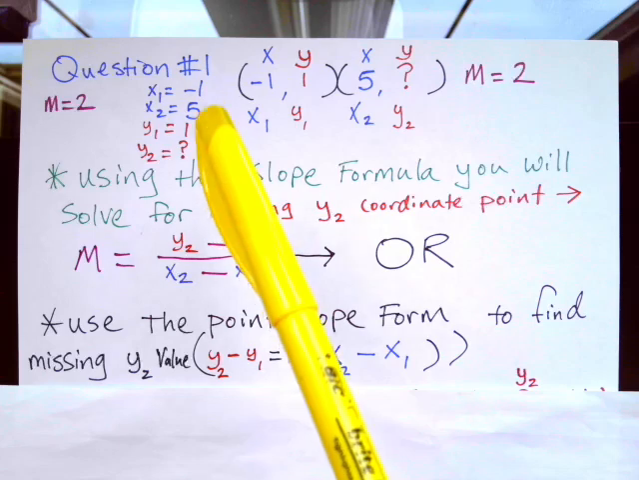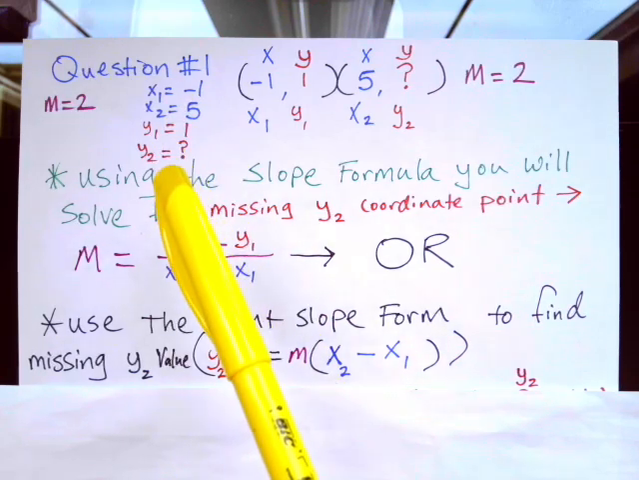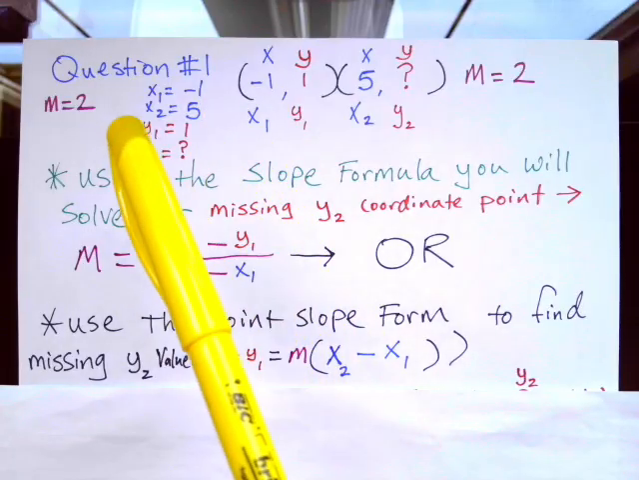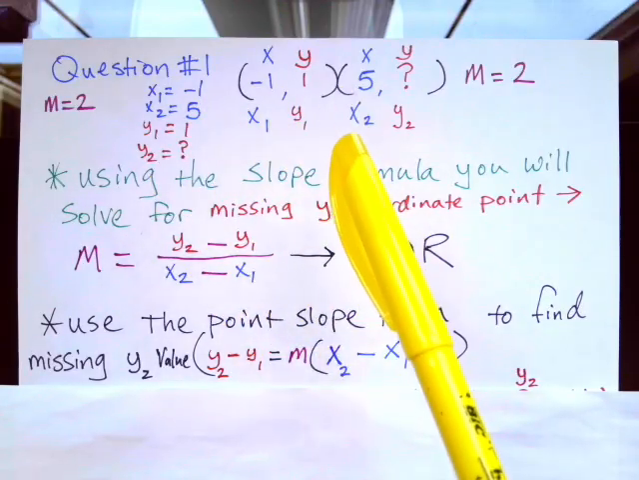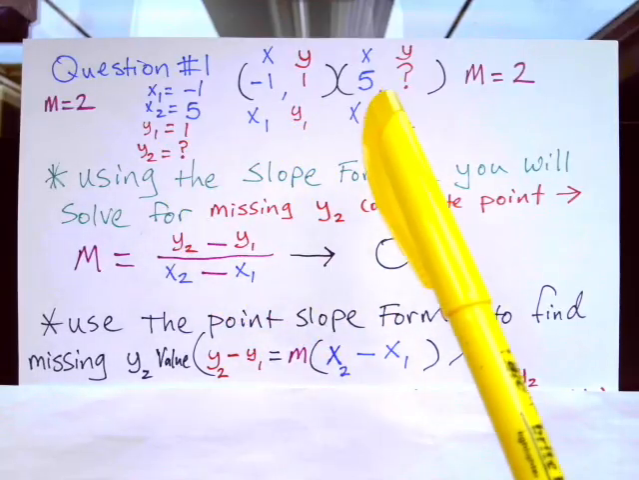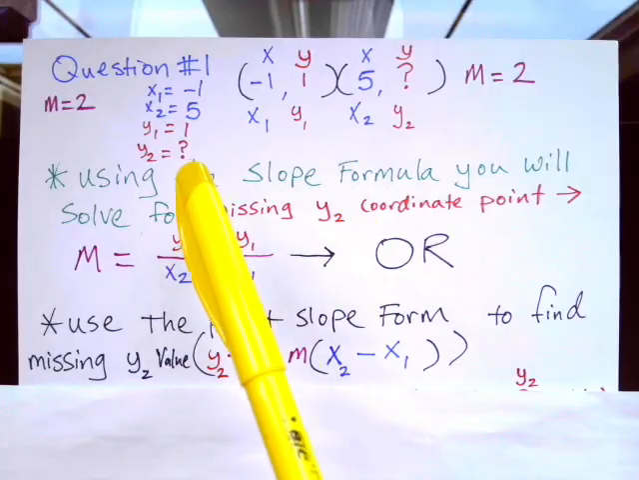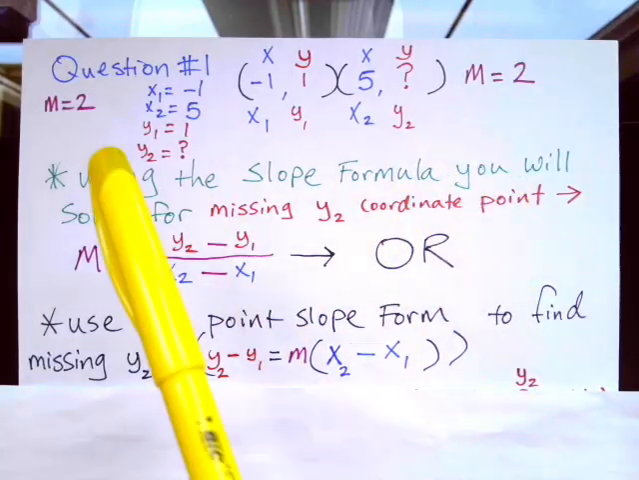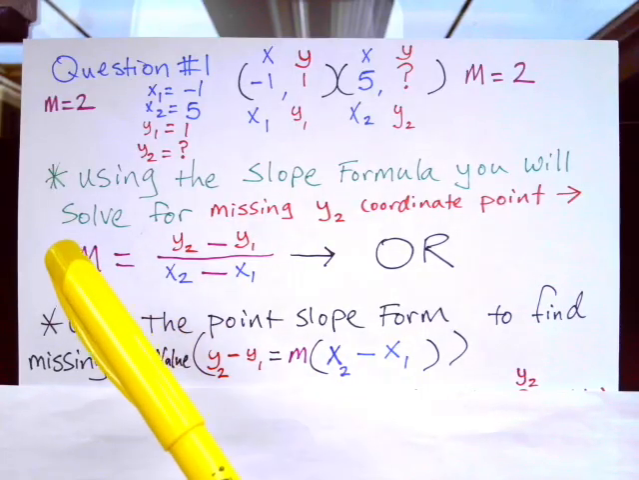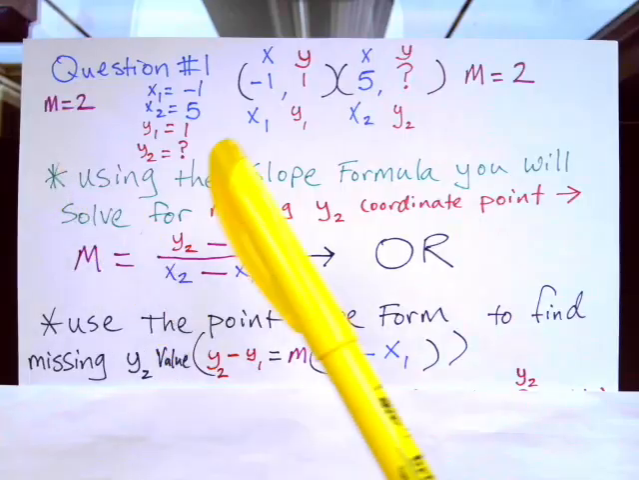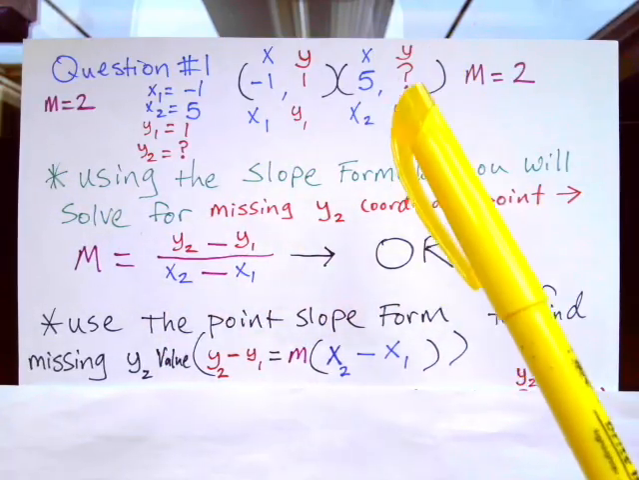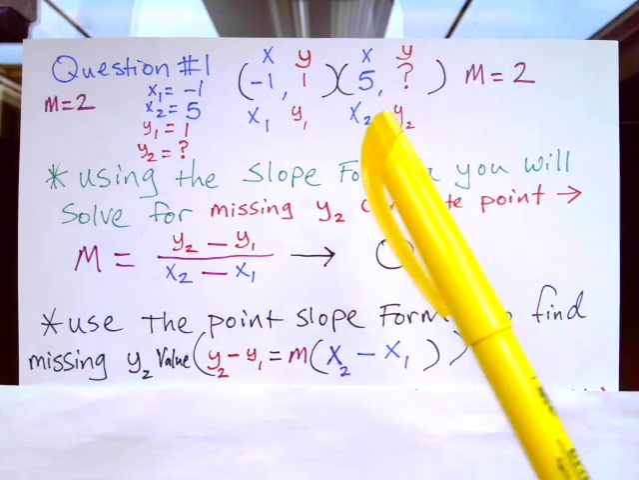And here I'm just organizing my values, x1, x2, y1, y2, right? My x1 is a -1, my x2 is a +5, my y1, I'm just double checking, is a +1, and I don't know what that y2 value is. And again, my slope is 2. And so there's two formulas I can use in substituting the values I have in order to discover the missing y2 coordinate point that we're looking for.